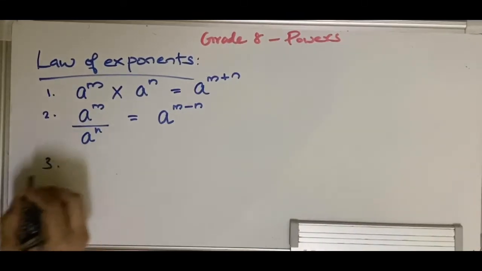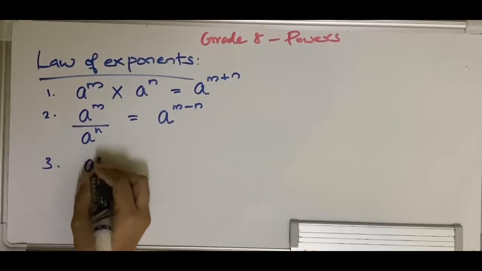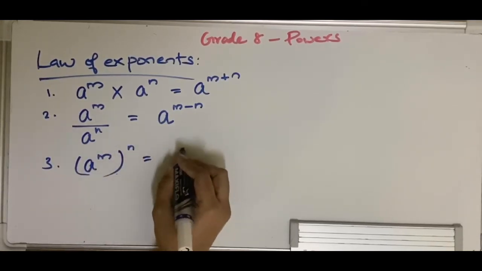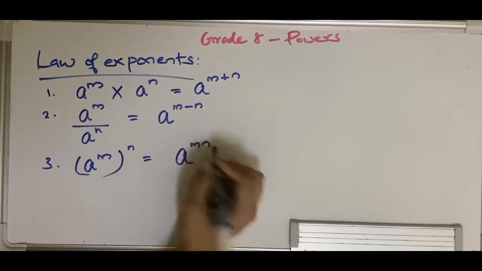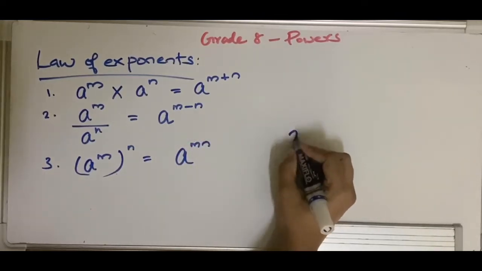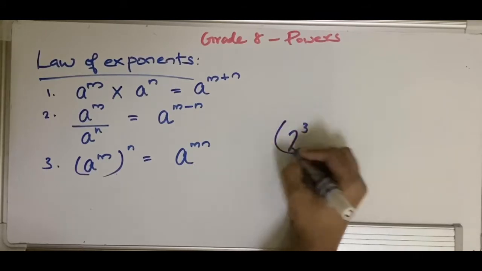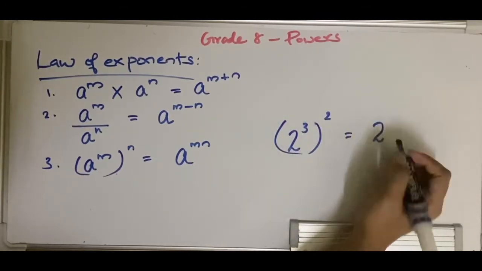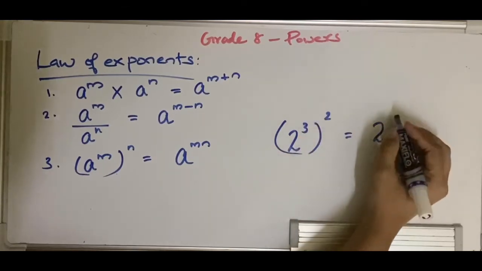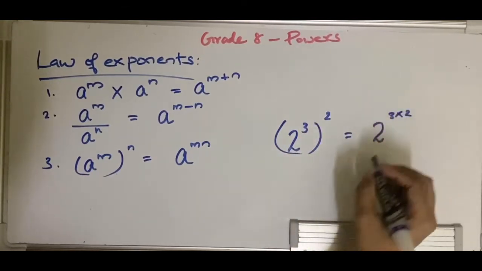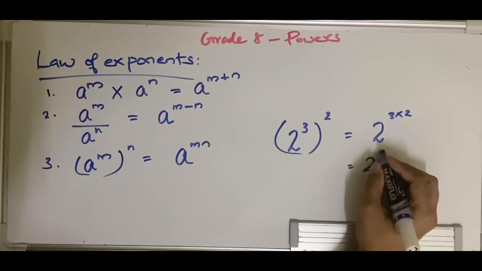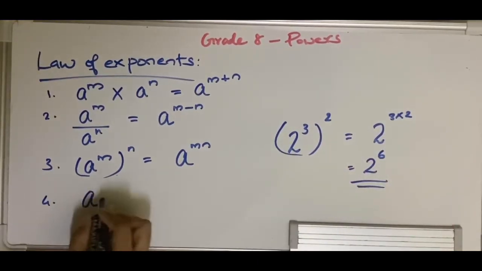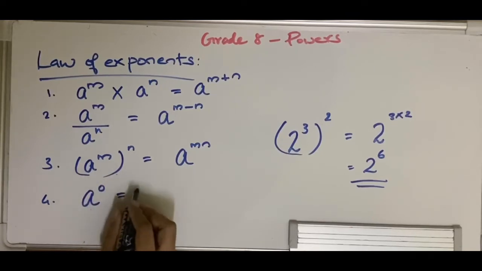Another law we have is a raised to m whole raised to n would be the same as a raised to mn. So if our question is 2 raised to 3 whole raised to 2, it means this is the same as 2 raised to 3 times 2, which is 2 raised to 6. Clear?